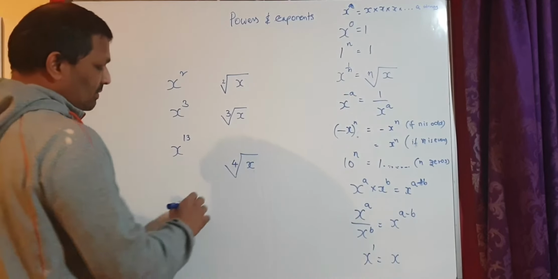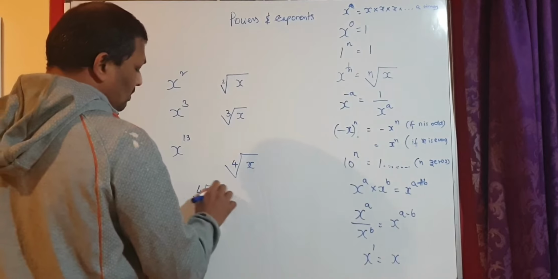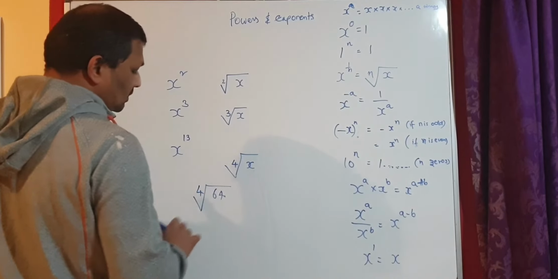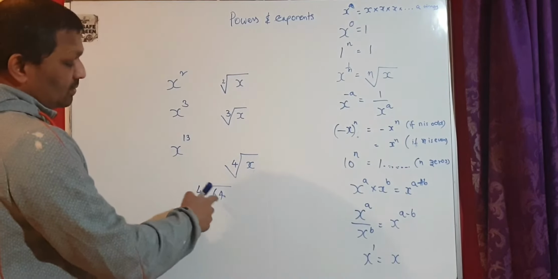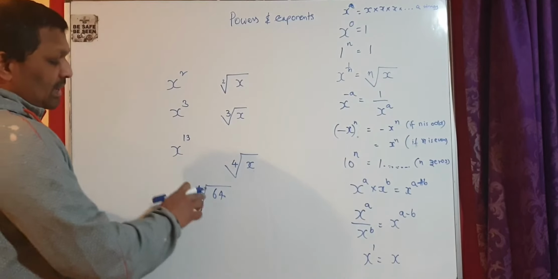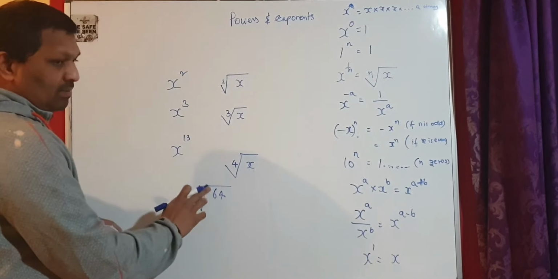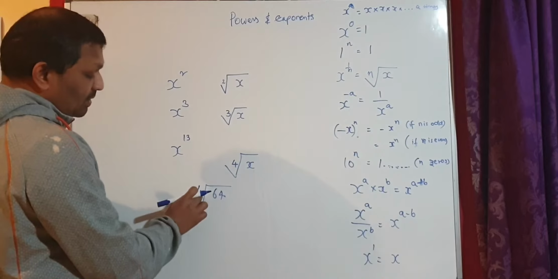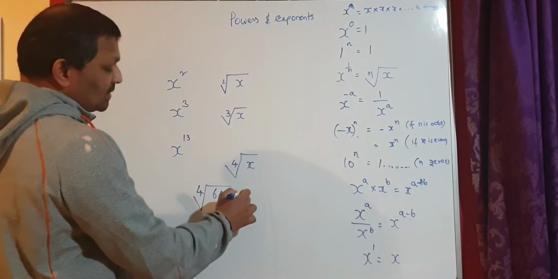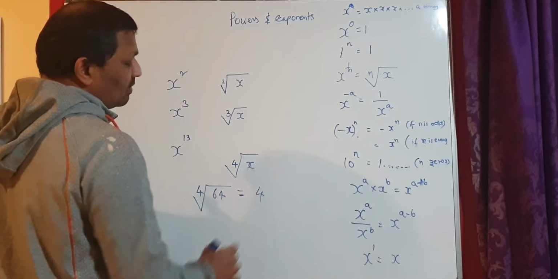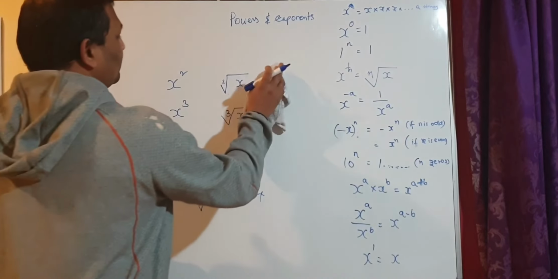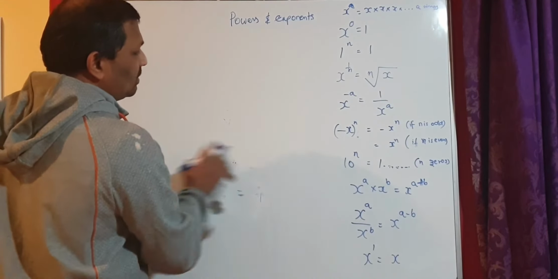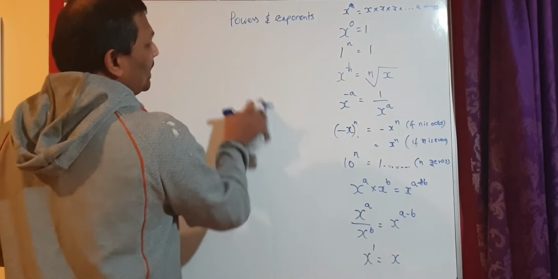For example, if somebody writes the fourth root of 64, how do we evaluate this one? Any number, if you multiply it by itself 4 times, you should get this one. What is that number in this case? It is going to be 4. And I'm going to give you some more examples.